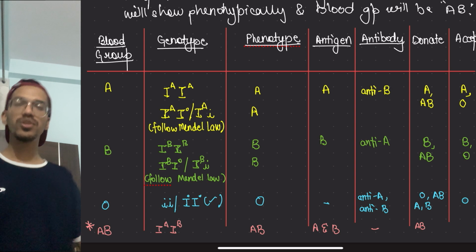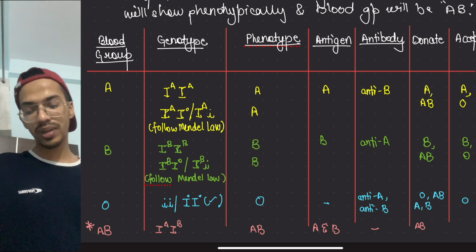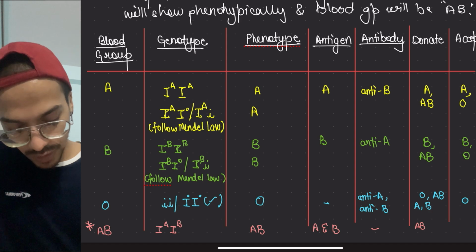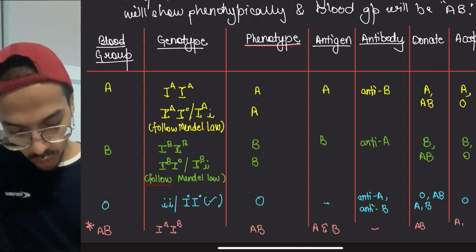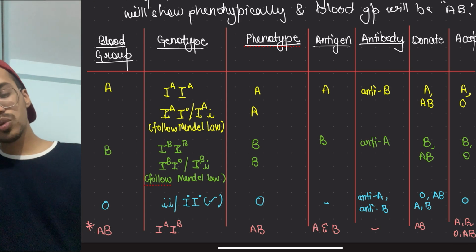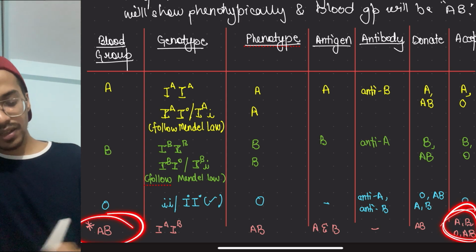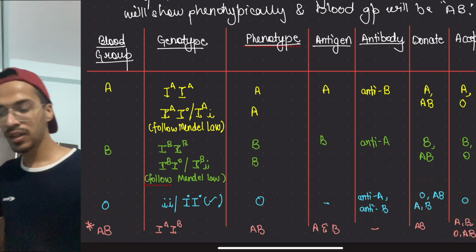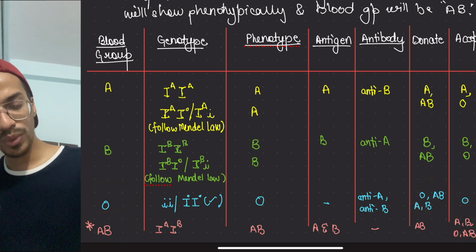Okay. Only to the AB. It can't donate to anyone else. Whereas it can accept blood from A, B, O and AB. All. So this becomes what? This becomes universal acceptor. This becomes universal donor. Okay. So these two factors, we did it.